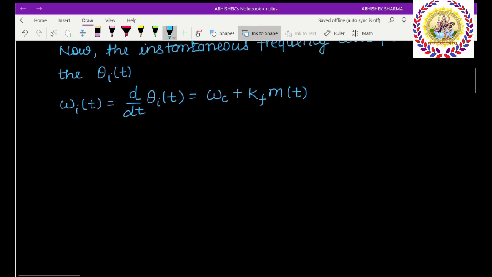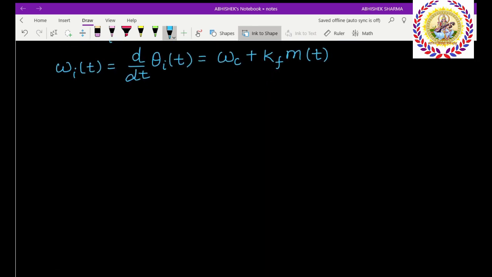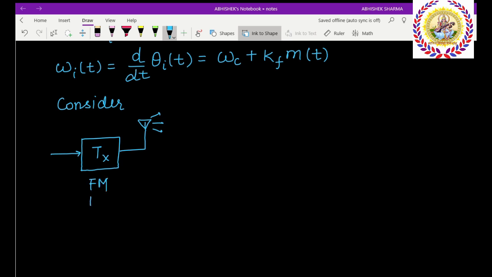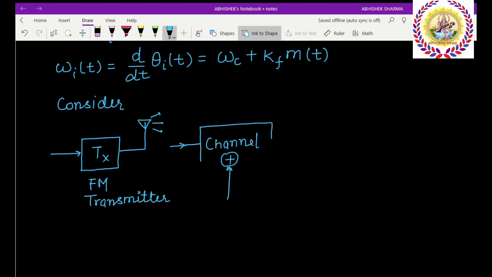Now consider the block diagram of frequency modulation. First we consider the transmitter of FM, and let us suppose that the antenna has transmitted the FM signal which is passing through a channel having additive white Gaussian noise. This is your channel. Phi FM(t) is your incoming signal into this channel, and the noise is AWGN.